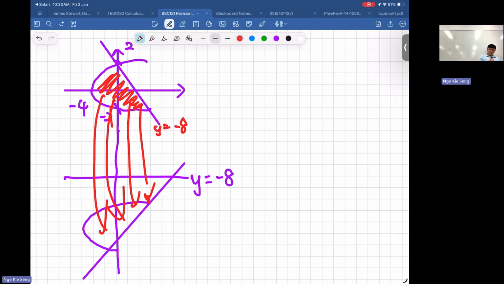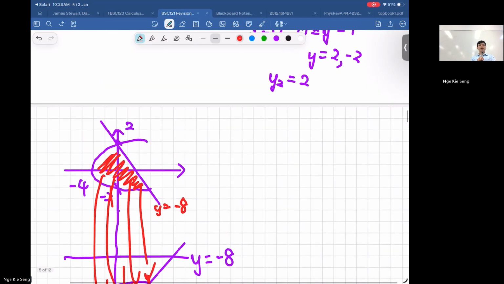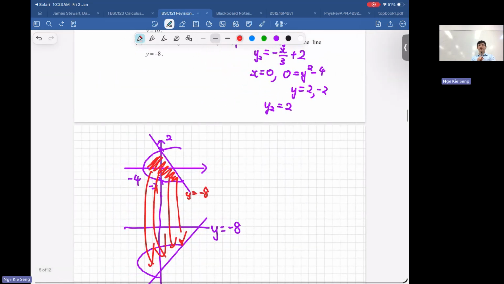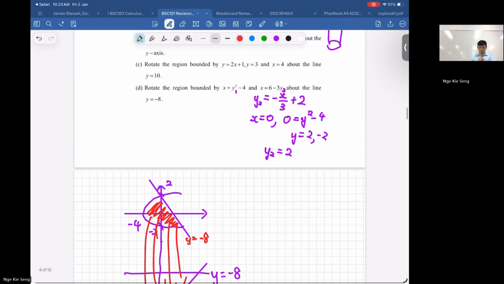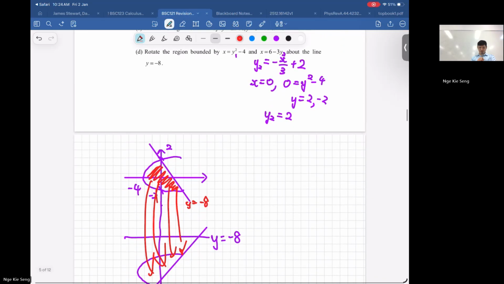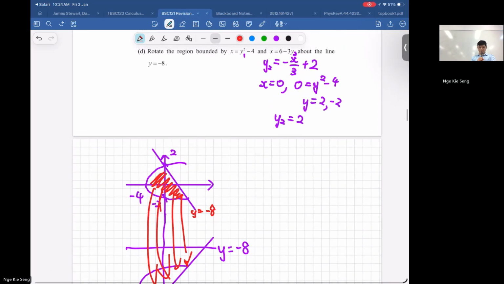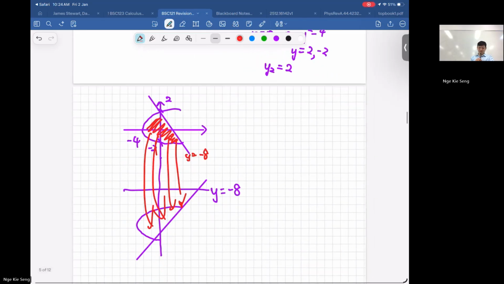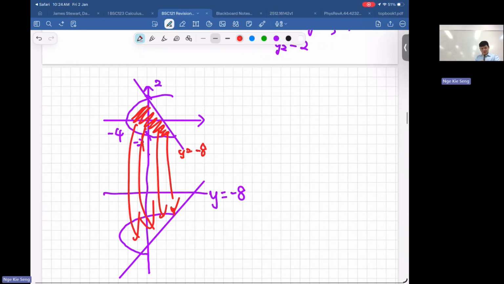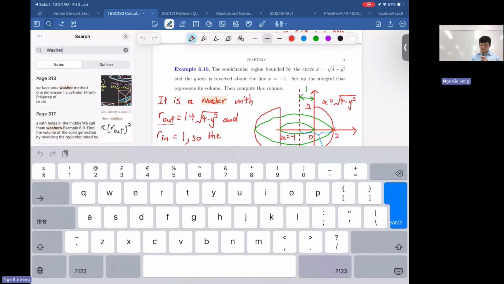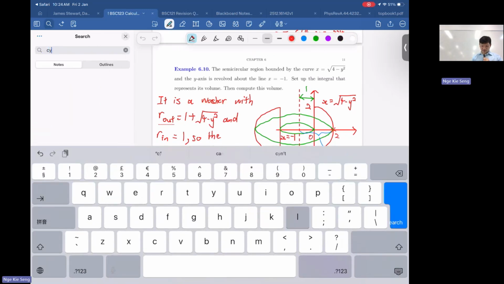So what's the cylinder here? Did I get the shape wrong? Is it okay? Does everyone agree with this shape? I think I'm right. So how to set up this cylinder? I also forgot, so I go to the notes and find what cylindrical shells are.